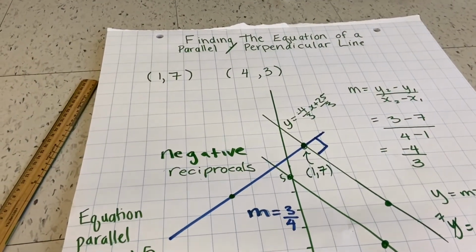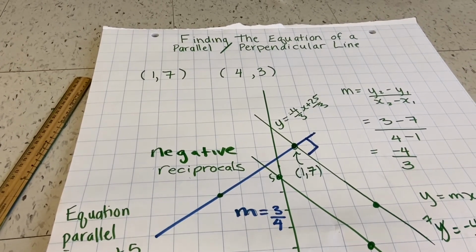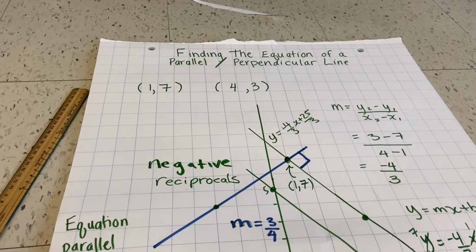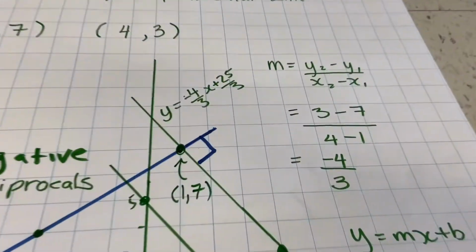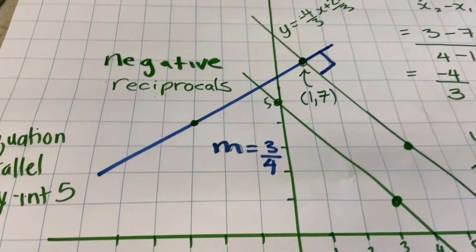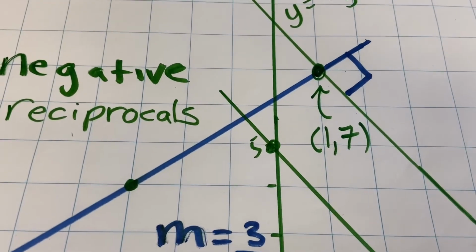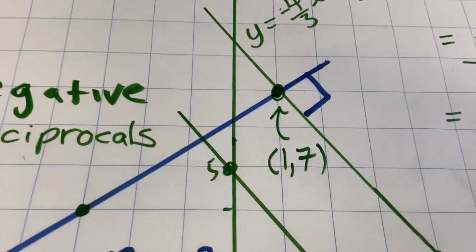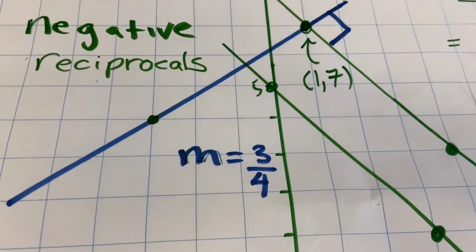Let's go one step further, and let's find the equation of that blue line that's perpendicular to the green line. The blue line has a slope which is the negative reciprocal of the original line. So instead of minus 4 over 3, it's plus 3 over 4. It also goes through that point on the green line. It goes through (1, 7). So I can use this piece of information, and this piece of information, to find the equation.